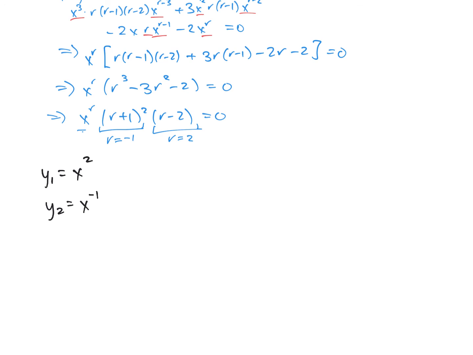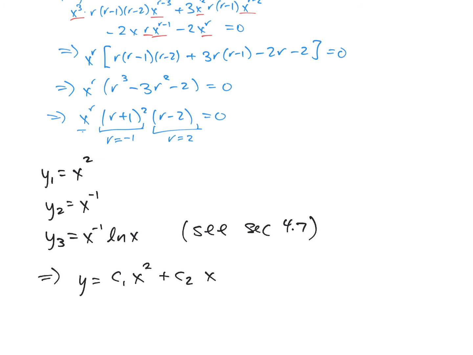And then we have this double root here, and if you go back to the section on Cauchy-Euler equations, we found that another linearly independent solution looks like x to the -1 times ln of x. I think it's section 4.7 that shows why that was the case. So that means the general solution looks like y equals c1 x squared plus c2 x to the -1 plus c3 x to the -1 ln of x. And that is our answer.